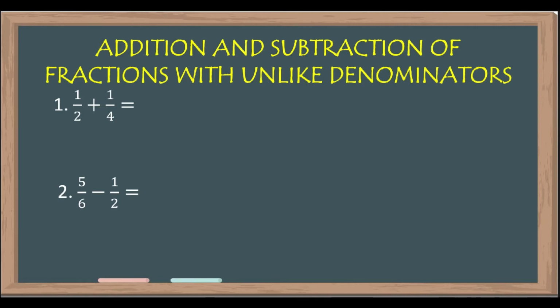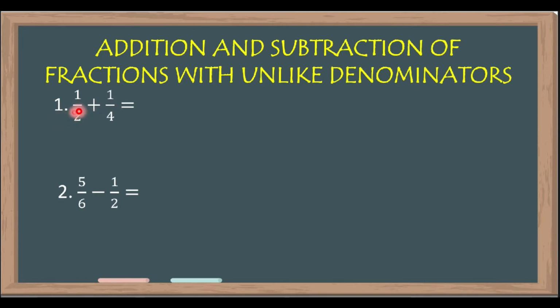Ituturo ko sa inyo paano mag-add and subtract ng fractions with unlike or different or magkaiba ng denominators na hindi kailangan gumamit ng LCD, or least common denominator. So as you can see for number 1, we have 1/2 plus 1/4. So magkaiba sila ng denominator. We have 2 and 4. So para madali nating isolve to, kailangan gawin nating parehas ang kanilang denominators.